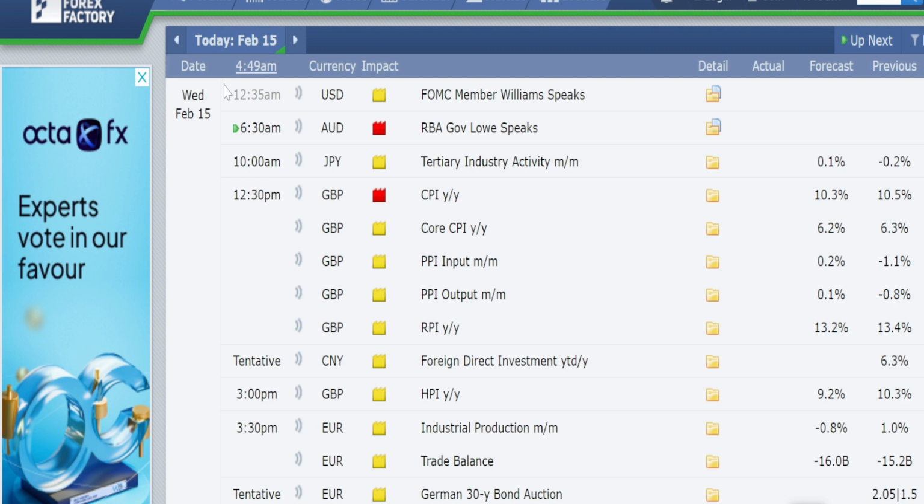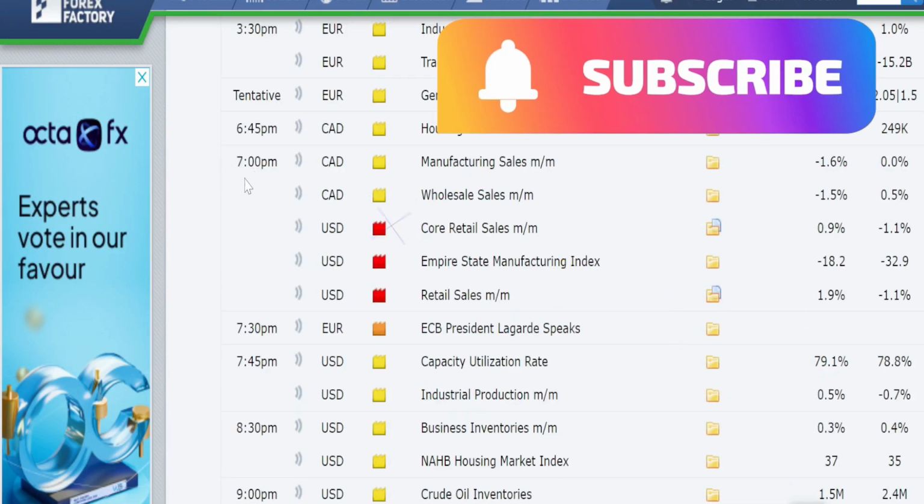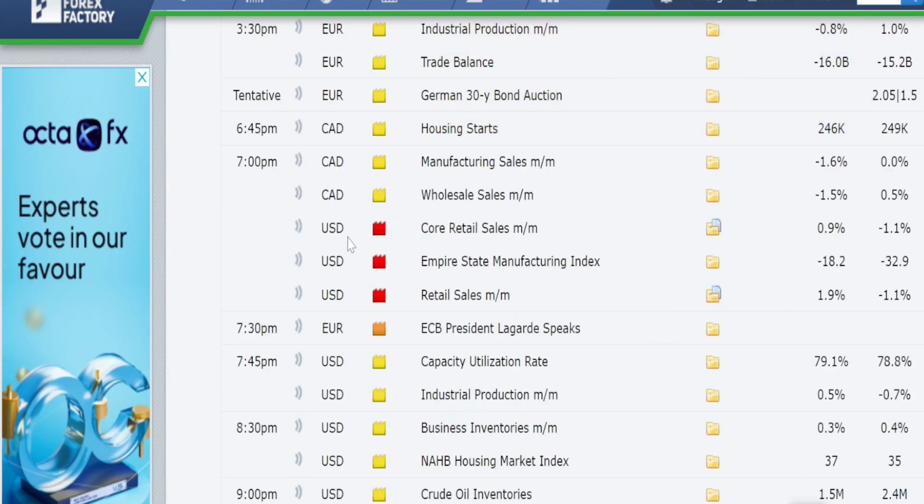When we look at the economic events plan for today, Wednesday, February 15th: at 6:30 AM, we have high impact news planned for Australian dollar related currency pairs. At 12:30 PM, we have high impact news planned for British pound related currency pairs. Then at 7 PM, we have 3 high impact news planned for US dollar related currency pairs. Then at 7:30 PM, we have medium impact news planned for euro related currency pairs. So we have lots of high and medium impact news planned for most of the major currency pairs, so we can expect a little bit of volatility in the major currency pairs.